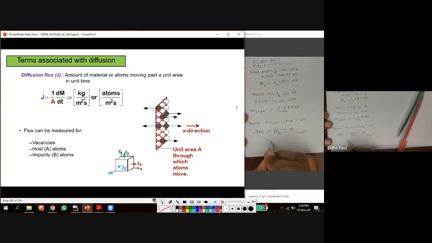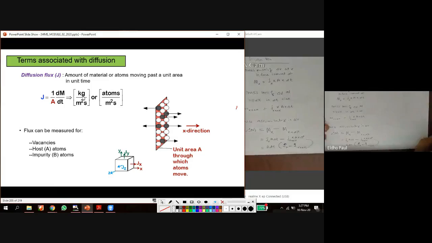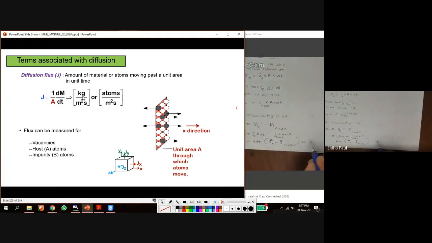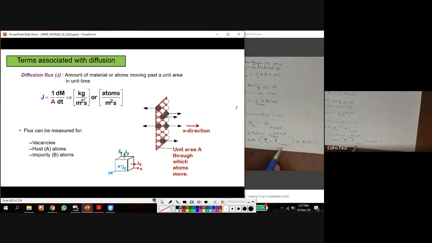So Mx is equal to Jx into A into delta t, minus Mx plus delta x, which is equal to Jx plus delta x into A into delta t. That is equal to A into delta t into Jx minus J at x plus delta x. That is the amount of mass accumulating. And here again we can rewrite this. That is equal to A into delta t into Jx minus Jx plus delta x.